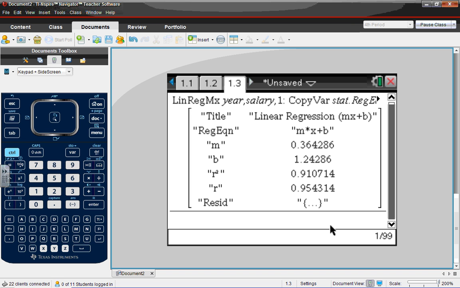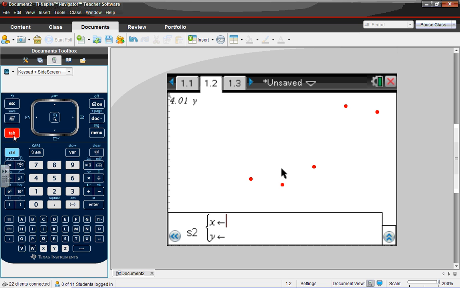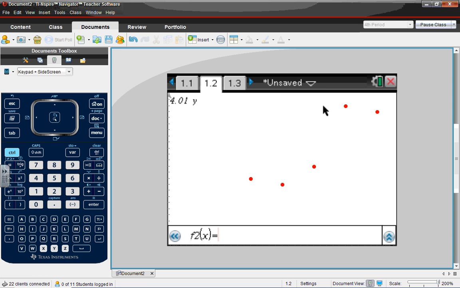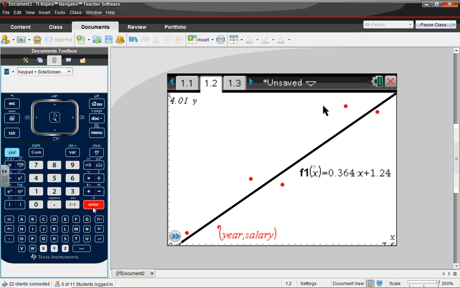Okay, so now I go back to 1.2. It's not there. Why? Because I only have my scatter plot. So if I hit tab, I'm on S2. What's that mean? I need to go where to get my function notation? Menu? Graph type? Function. Why does it put me to F2? Because there's already something in F1, arrow up, and hit enter. Shebang. There she is. Now, this is the function you write down on letter C.